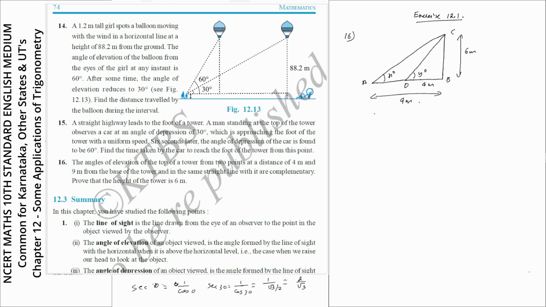So given x degree plus y degree is equal to 90 degree. That's what the question says.